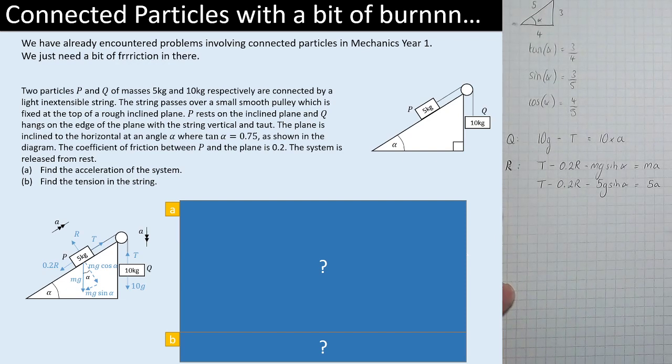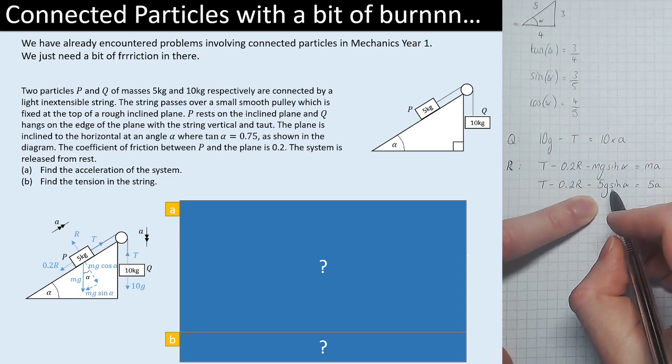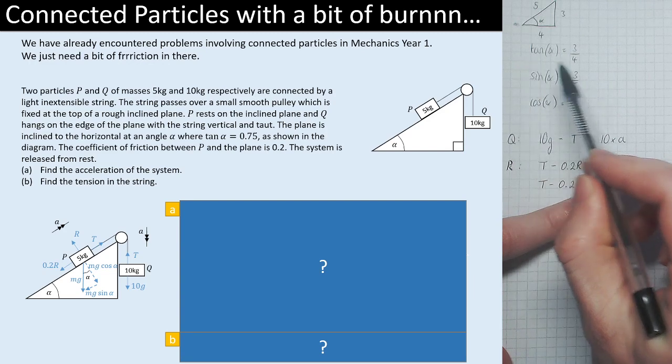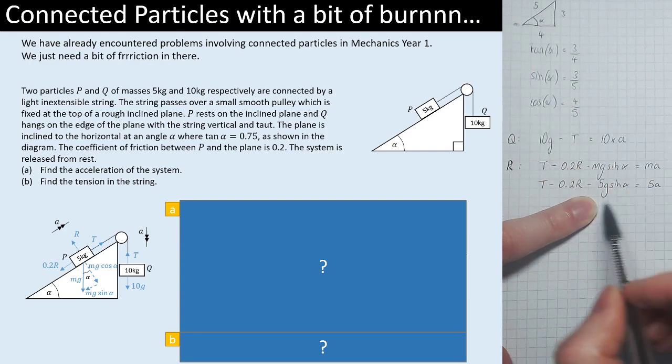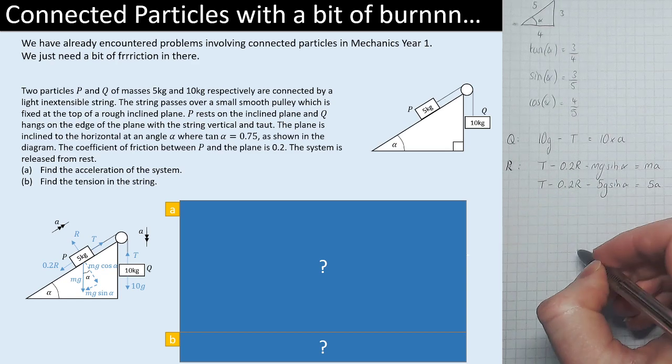Right, so let's take a look at what we've got. Now, I've got some things here which I can work out. I have that sine alpha, and I have that from our little angle triangle thing at the top. I don't know what R is yet. I'm going to have to also find out what R is equal to.